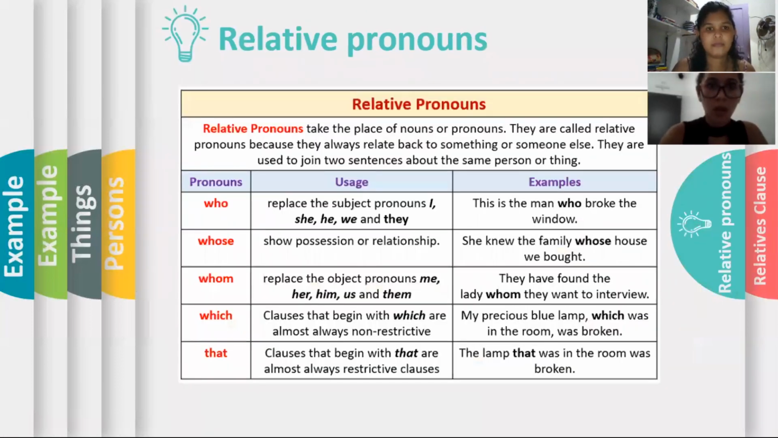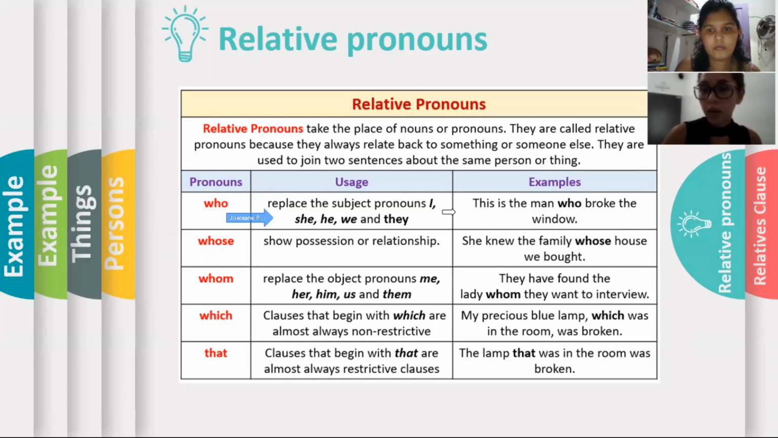Relative pronouns are used to indicate what we talk about or give more information about something or someone. Relative pronouns put one sentence together. Relative pronouns take the place of nouns or pronouns. They are called relative pronouns because they always relate back to something or someone else. The pronoun who is used to replace the subject pronouns I, she, he, we, and they.